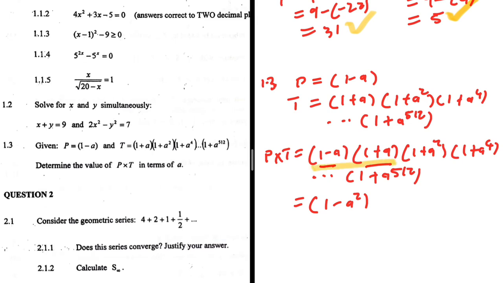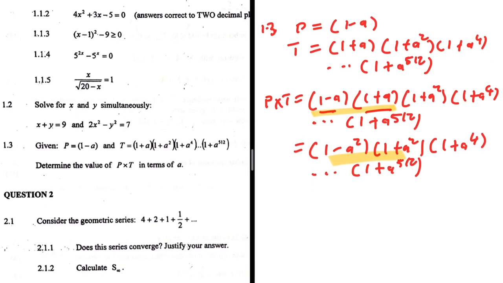And then we are left with (1 + a)(1 + a²)(1 + a⁴) up until (1 + a⁵¹²). Again, let's take a look at this. (1 − a²) multiplied by (1 + a²): difference of two squares once more. So we have 1 − a⁴. That is the square, right? And then multiplied by (1 + a⁴) up until (1 + a⁵¹²).